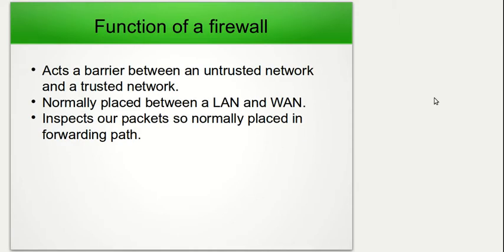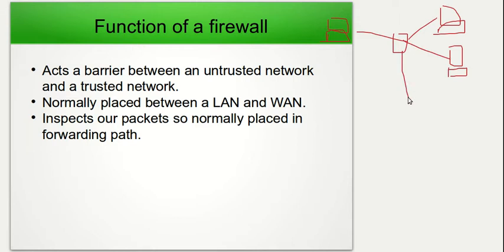Okay, so the main function of a firewall is that it acts as a barrier between an untrusted network and a trusted network. Our local area network is seen as a trusted network. We can trust the devices that connect to our network since we are the ones that put those devices there. So we can trust that none of these devices want to do anything bad to our network, don't want to mess anything up. But can we truly trust the devices on the internet?